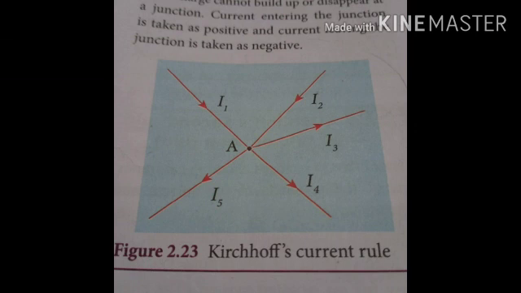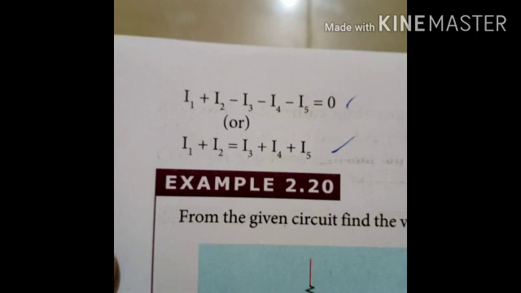Next we see Kirchhoff's rules. The first rule is named the current rule or junction rule. The algebraic sum of the currents at any junction of the circuit is 0. It is a statement of conservation of electric charge. Current towards the junction is considered positive, and current away from the junction is considered negative. In this circuit, I1 and I2 are positive, I3, I4 and I5 are negative. So we can write I1 plus I2 minus I3 minus I4 minus I5 is equal to 0. So I1 plus I2 is equal to I3 plus I4 plus I5.